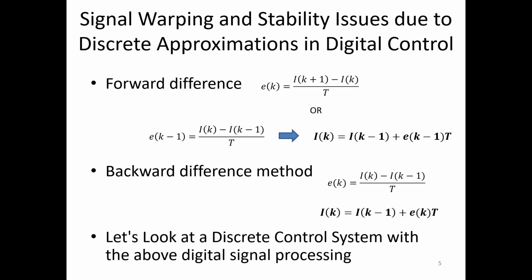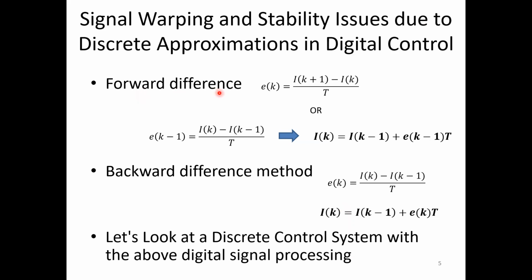Signal warping, right? It's like warping. You know what warping is, right? You have a certain plane, flat, and all of a sudden you warp the surface. Some sort of nonlinear change is happening within the process. So to explain that to you, I want to first take your attention to these two things: forward difference method.